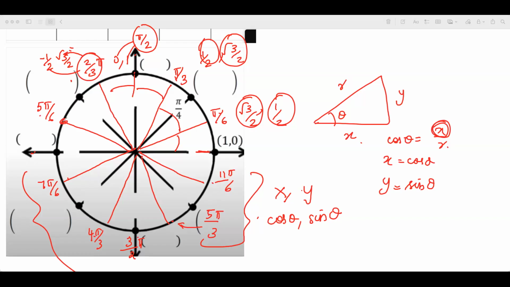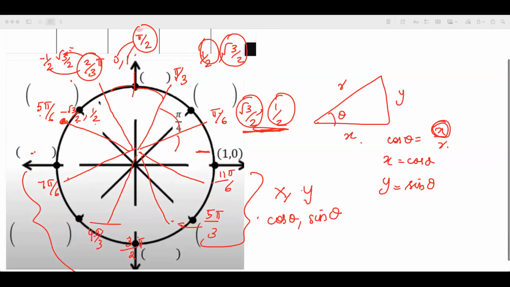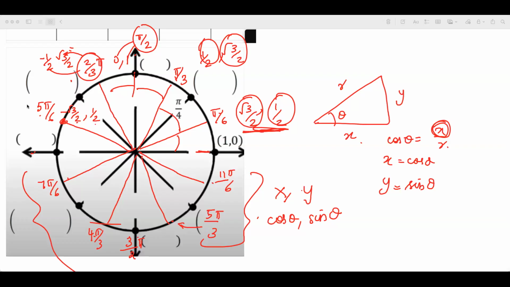Here it would be cos 5 pi by 6, sine 5 pi by 6. So minus root 3 by 2, 1 by 2. The negated value of x and the actual value of y. Like that, we keep filling this. From here, I can see what I really want. I wanted cos 5 pi by 6. Where do I check that? Cos 5 pi by 6 is here. Cos is the x value, so the answer is minus root 3 by 2. This was your answer for the first one.